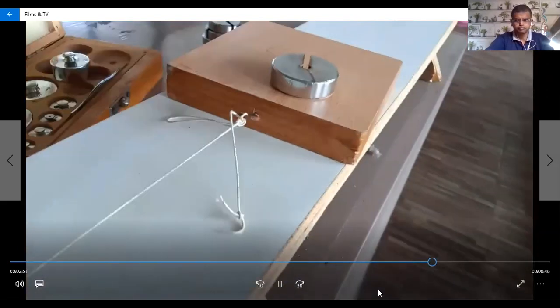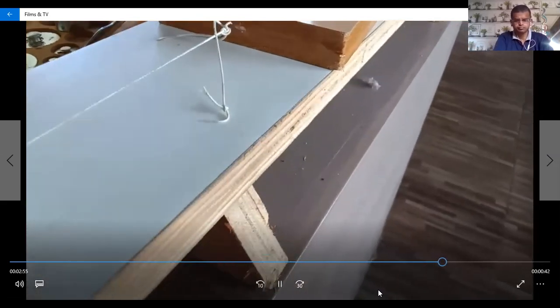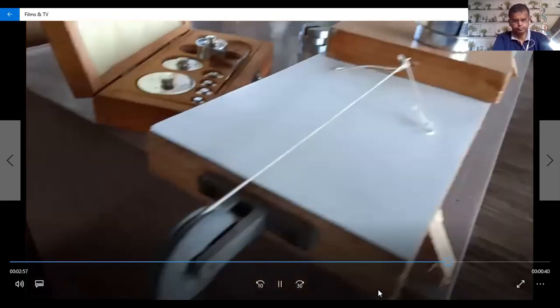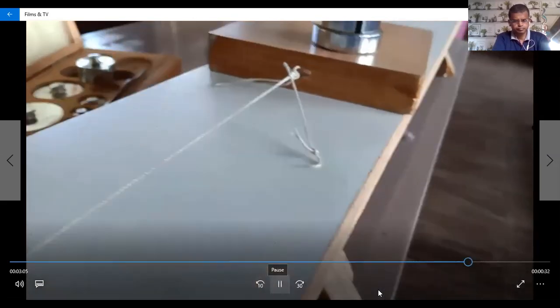Then after, repeat the practical with this mass: increase the mass on the block, like 100 gram, and again repeat the practical, put some value on the pan, and then we found these blocks are moving very easily. Repeat the practical up to 250 grams. Now next one.